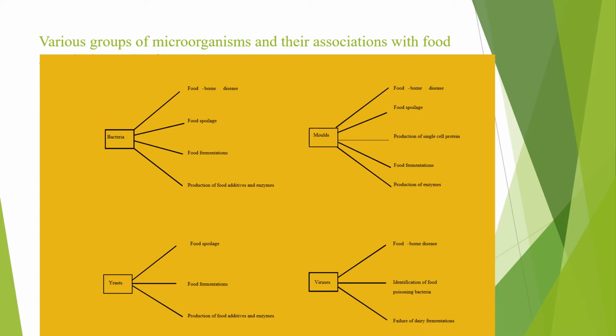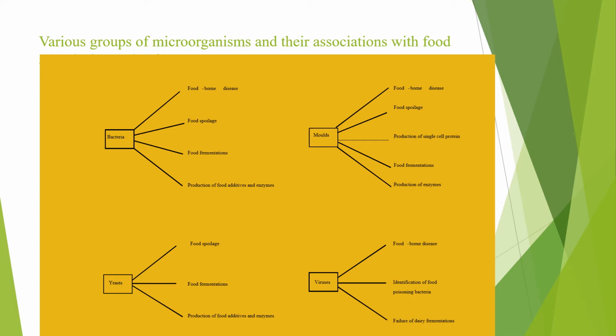But at the same time, many valuable products are produced on a large scale with the help of some other groups of bacteria. Also the secondary metabolites, the products produced by some bacteria, have application as food additives and enzymes, so they can be used for the production of many valuable products, and at the same time they will lead to food spoilage and foodborne diseases.